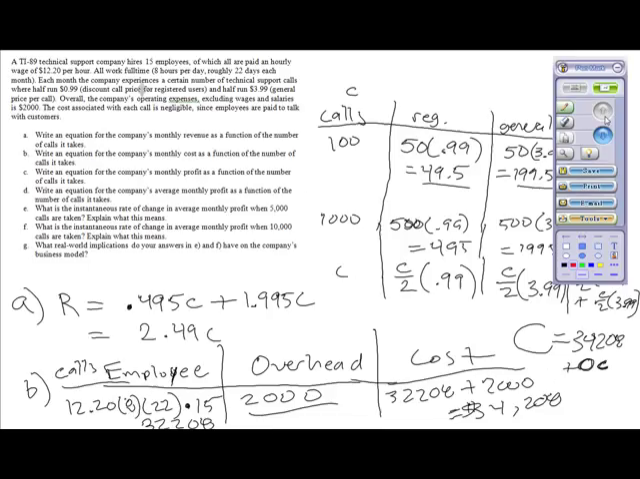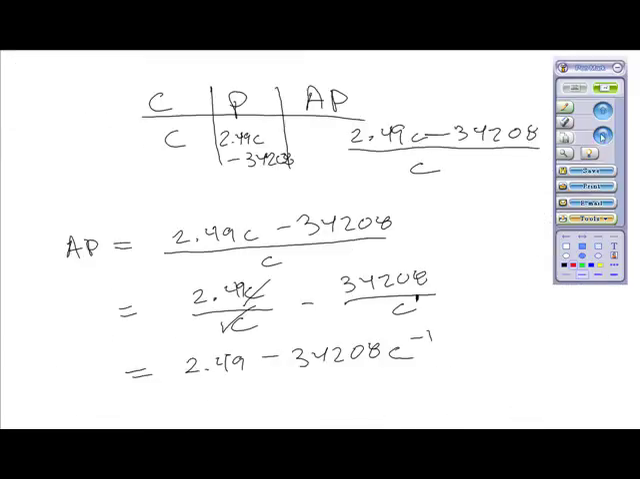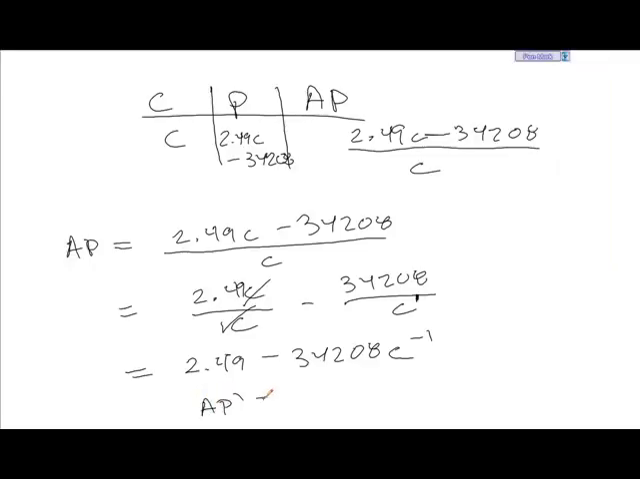Now in the next part, we're asked to find the instantaneous rate of change in average monthly profit when 5,000 calls are taken. So now we want to find AP prime. Well, AP prime, the constant's going to go away. I'm going to bring down the -1, multiply it by the -34,208, so now I'm using the power rule, and I'm going to subtract 1 in the exponent, giving me a derivative function of positive 34,208 c to the -2 power. So this is going to give me the change in average profit.